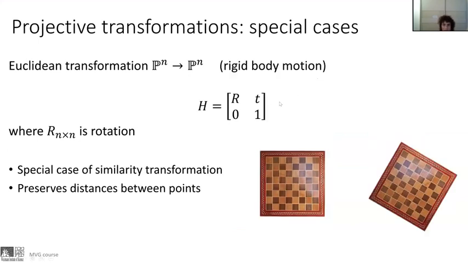So here we have what we call the Euclidean transformation, or the rigid body transformation. And here, actually, we have just the rotation and the translation, no scaling. This is a special case of the similarity transformation. The idea here is that this transformation preserves the distances between the points, and does not scale the distances between the points.